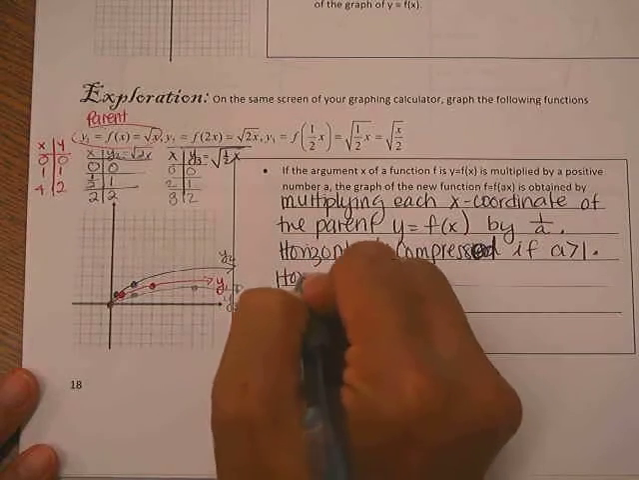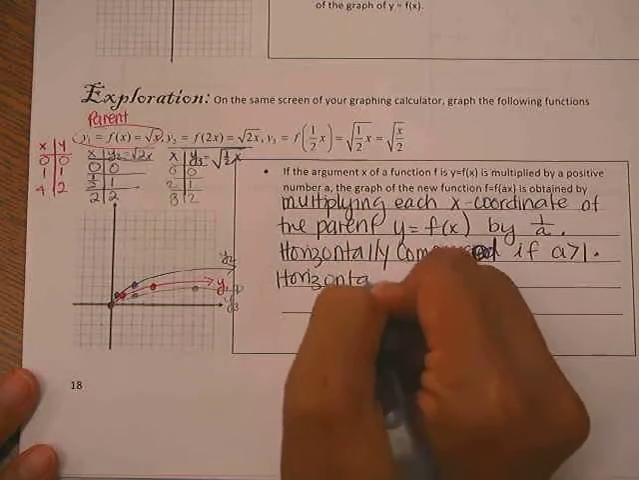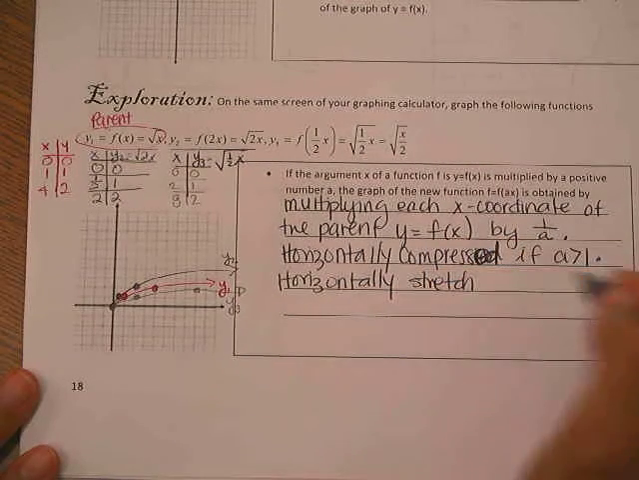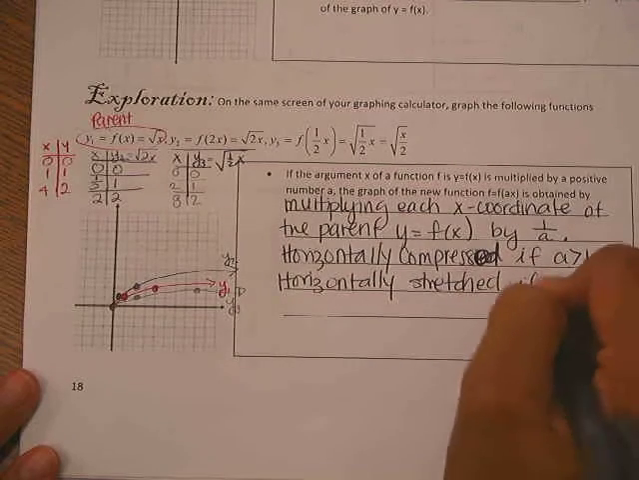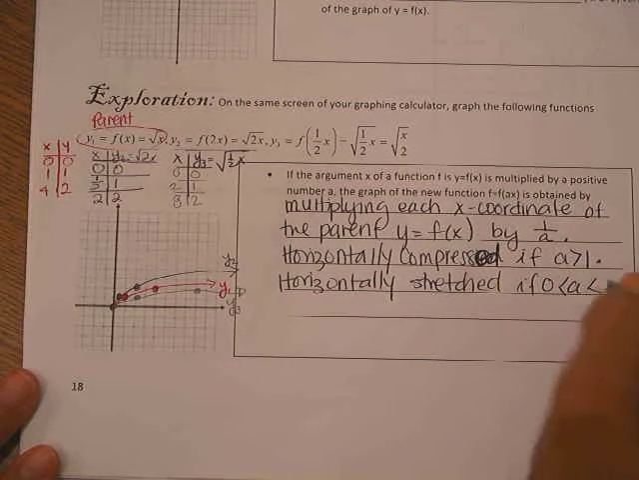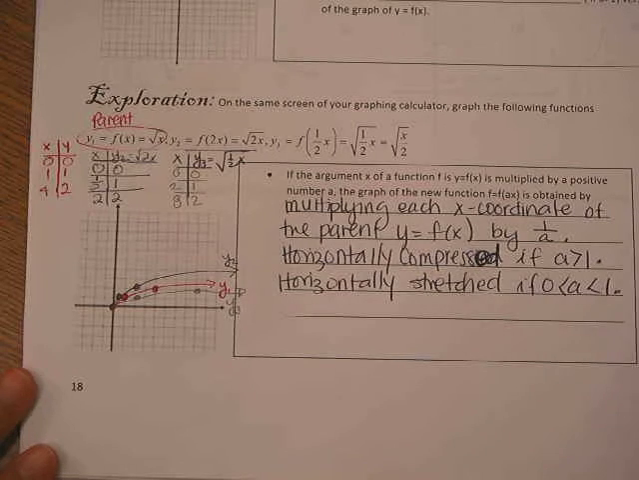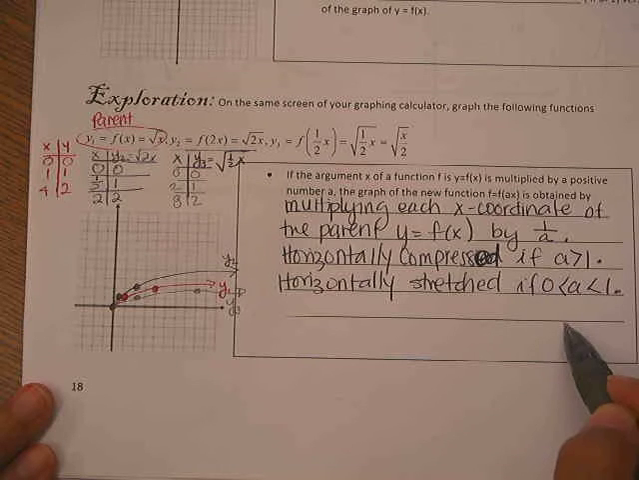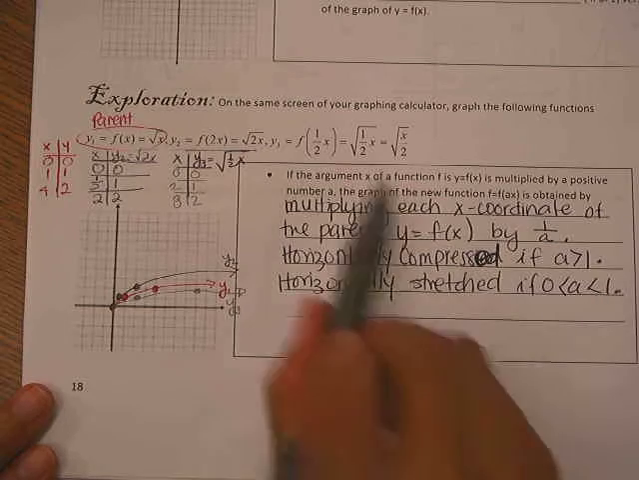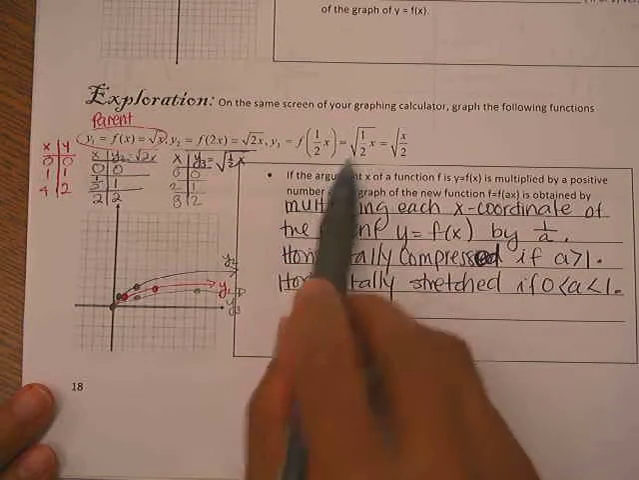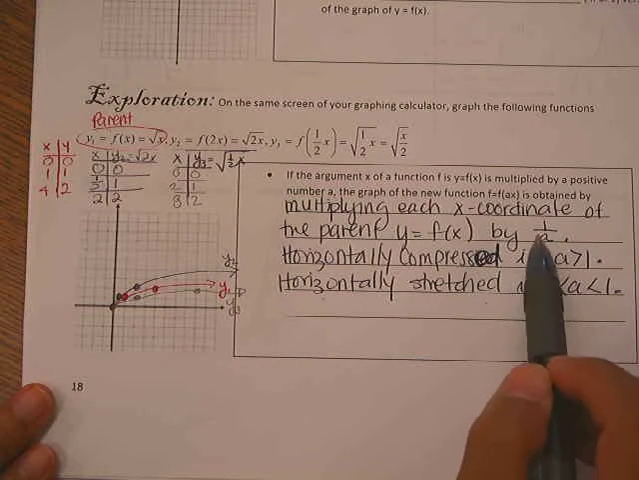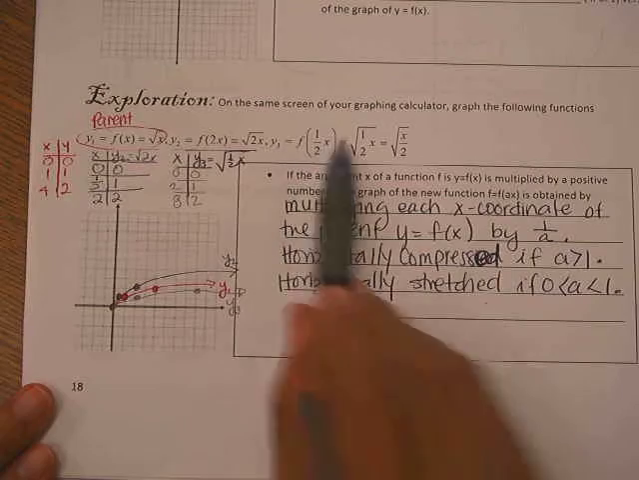And we call it horizontally stretched if a is in between 0 and 1. Okay, that means I can have 1/2, 1/4, 3/4, 8/9, and so on and so on. Okay, so over here, a is 1/2, so that's horizontally stretched by a factor of 2 because I need to flip it. 1 over a means I need to flip this a value.